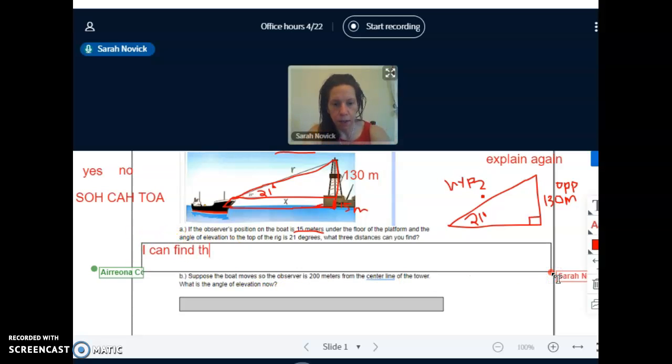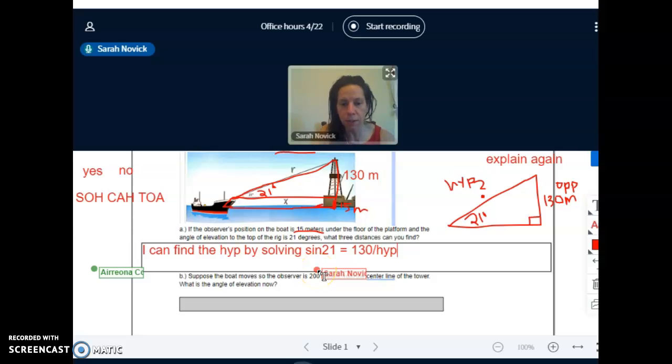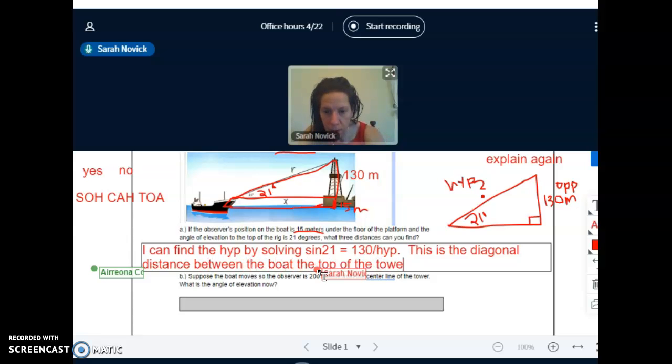So I can find the hypotenuse by solving what? Sine of 21 equals what? 130 divided by the hypotenuse, right? So the hypotenuse is the diagonal distance between the boat and the top of the tower. You could find another distance. It says find three distances, so you can find another one. So we have the opposite side and the hypotenuse side, right? The other side we know is right here. What side is this called?